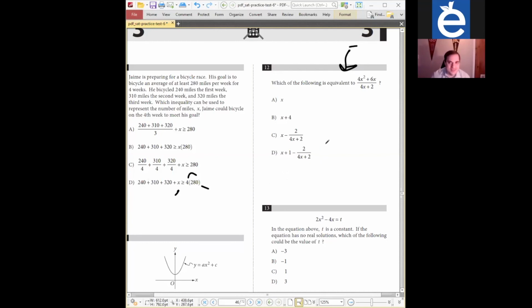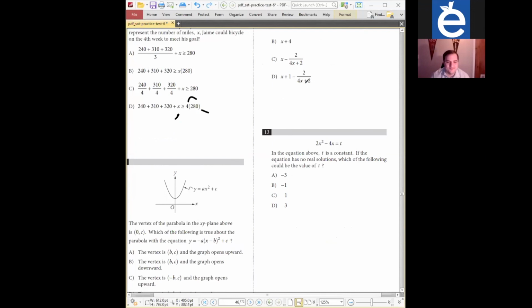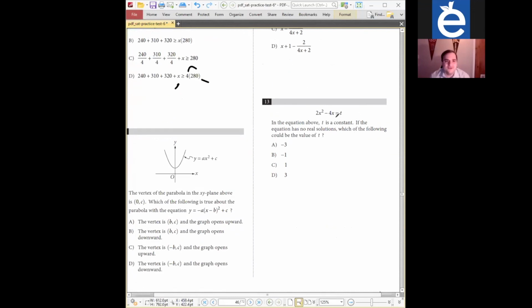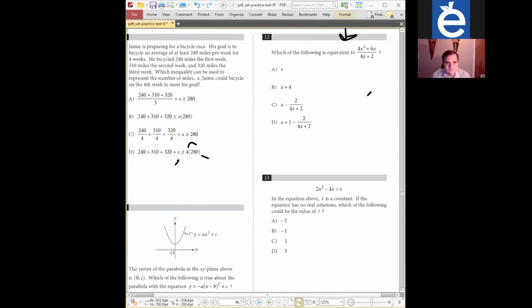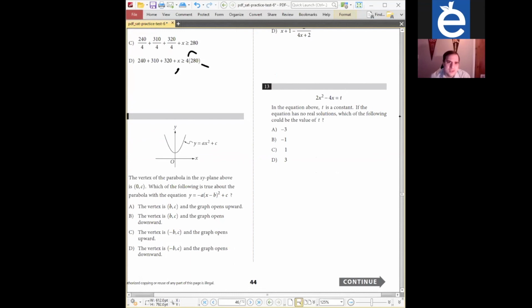Yeah, it can take time-sink questions that you're not going to get right and just make them very easy. All right, 13. In the equation above, t is a constant. If the equation has no real solutions, which of the following could be the value of t? All right, so this is saying no solutions.